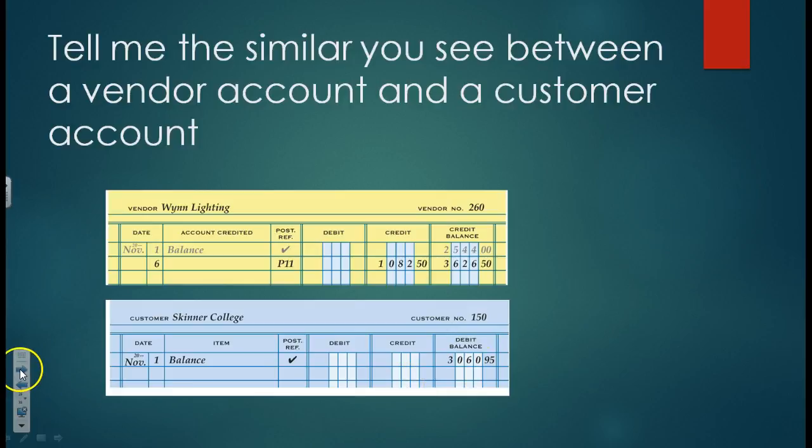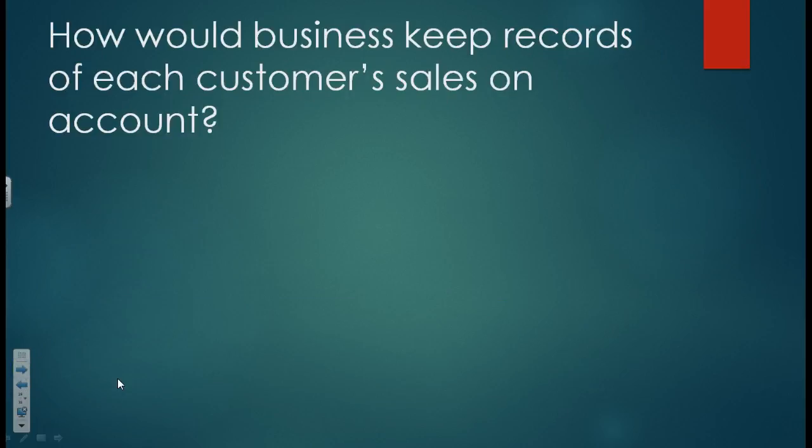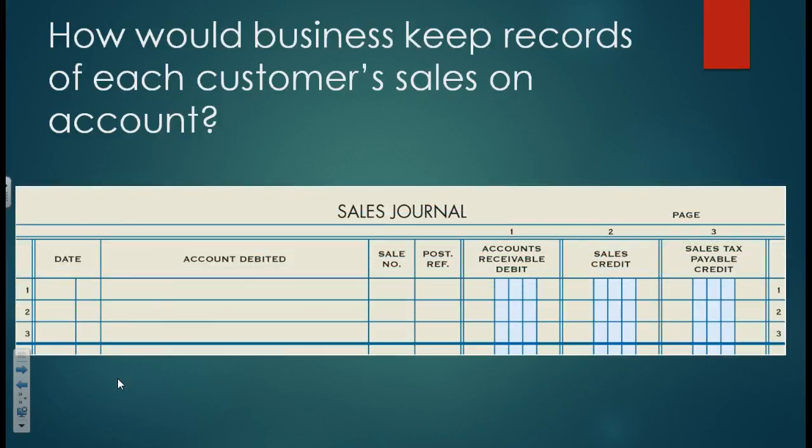Good job. Now, how do you think that the business keeps track of records on each customer sale and account? I want you to think about it. How would we keep track of a single record so that we can say, yep, this list of customers owes us money? Perfect. We use a sales journal. So let's look at the sales journal. Similar to the purchases journal, but there are going to be some differences, right?